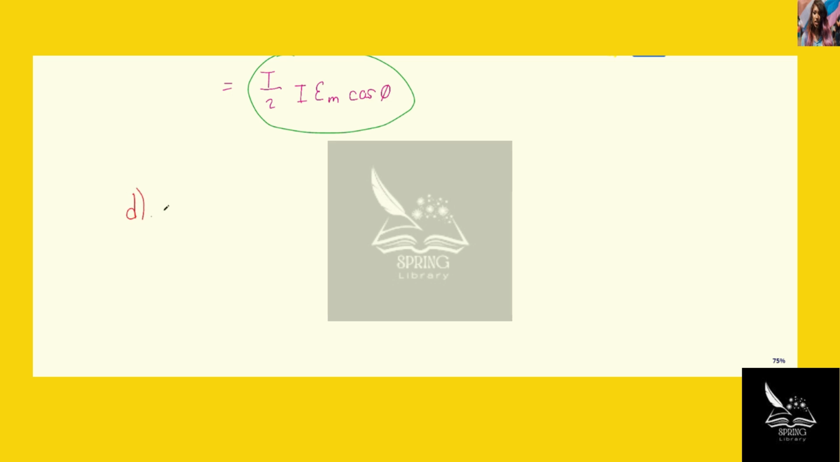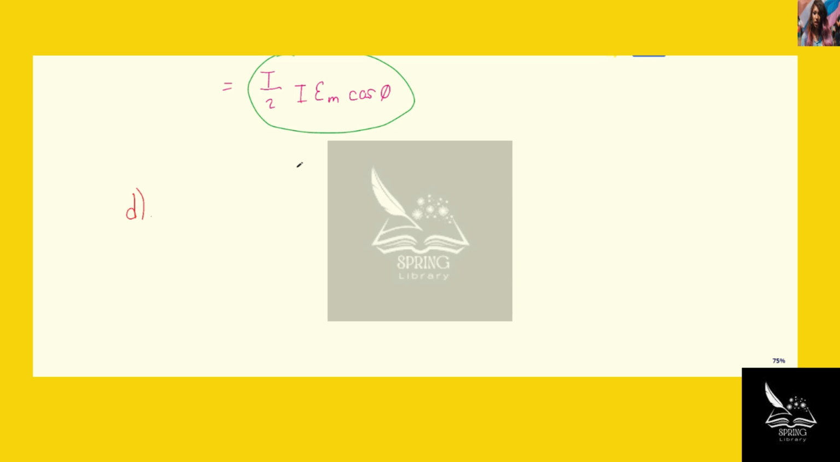Now, in the above equation, we've used that the integral of sine squared omega d t dt is actually T over 2, and the integral of sine omega d t times cosine omega d t dt is equal to 0.